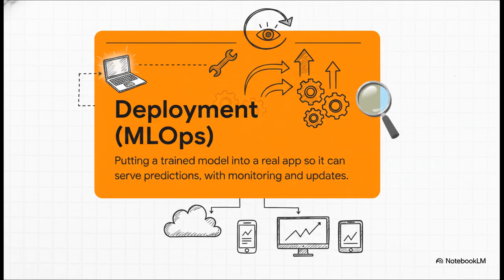And finally, deployment. Because let's be honest, a model that only works on a data scientist's laptop isn't very useful, is it? Deployment is the whole engineering process of taking that trained model and putting it into a real-world application so it can serve predictions to actual users, complete with all the monitoring and maintenance it needs.